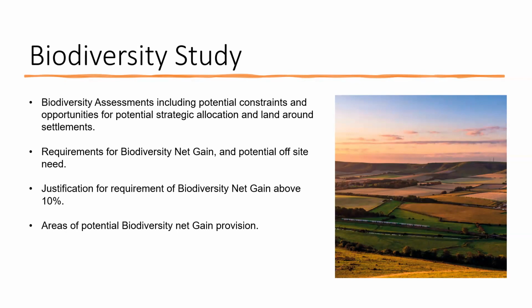So another aspect of the study is the justification for Lewes to consider a greater degree of net gain above that mandatory 10%. The study does set out there is justification for Lewes to seek a minimum of 20% biodiversity net gain where that is feasible, and it should be achievable. The final part of the study looks at areas where habitats and key wildlife corridors could be enhanced by identifying areas of potential biodiversity net gain provision. So next slide, please.